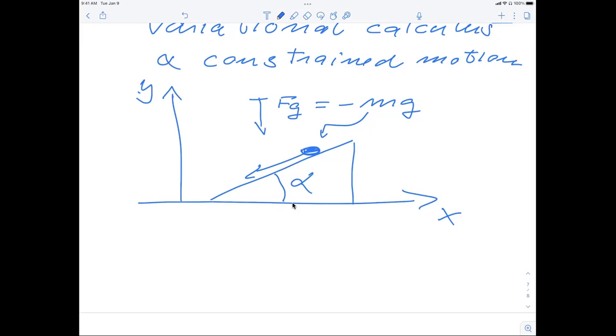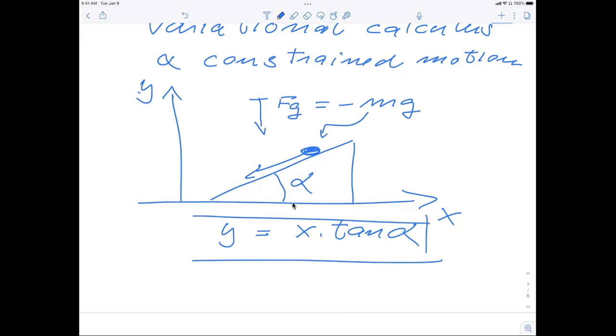Tangent, exactly. Excellent. So we will constrain the motion now, and this is where we're going to stop today. So the constrained motion is simply that y is equal to x times tan alpha. This is going to affect the equations of motion.